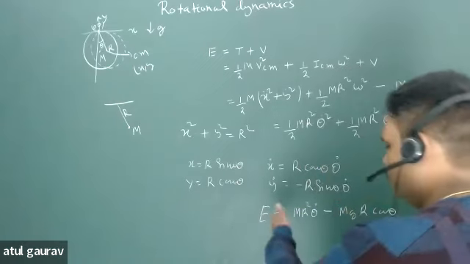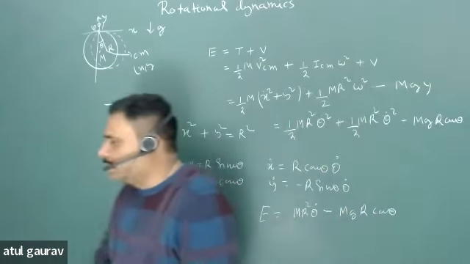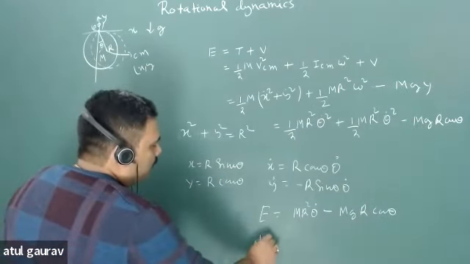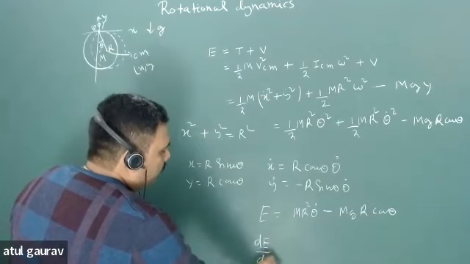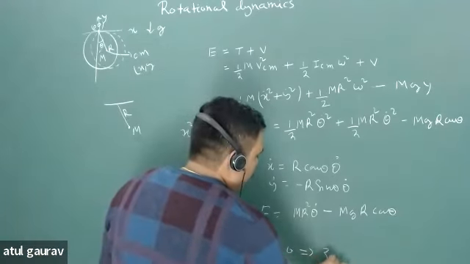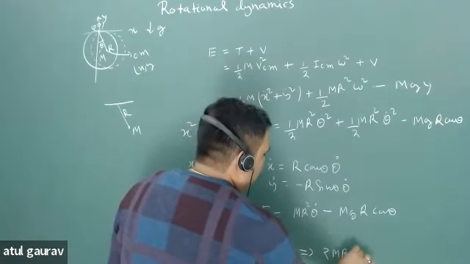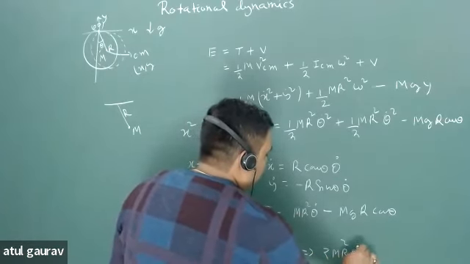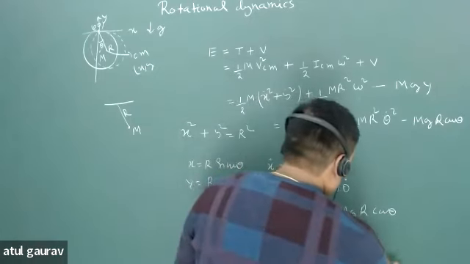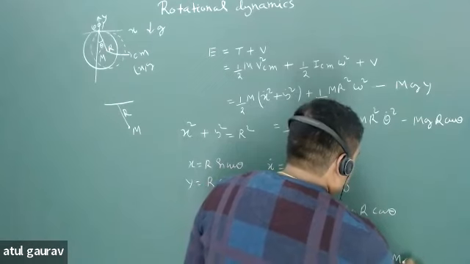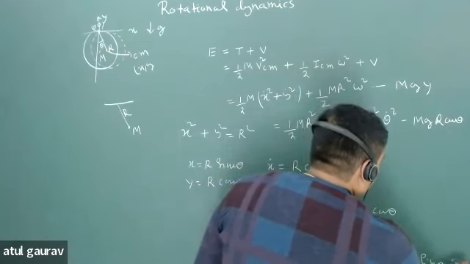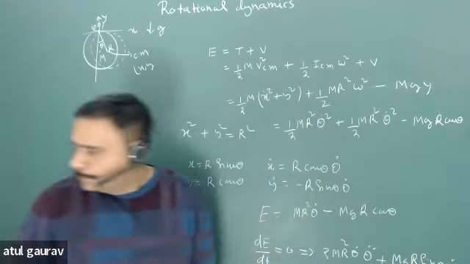And obviously we know the total energy of the system is conserved. So if it is conserved, you can easily use dE/dt must be equal to 0, which implies 2m r square theta dot theta double dot, and we can just go for minus minus plus mg r sin theta theta dot must be equal to 0.